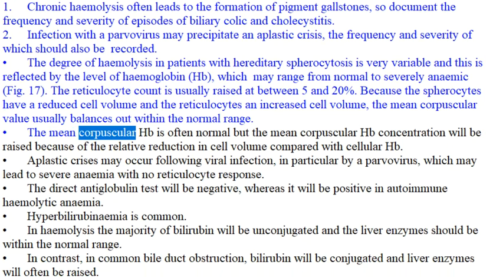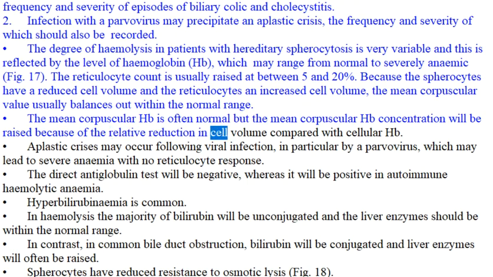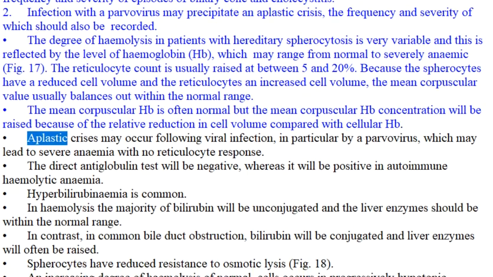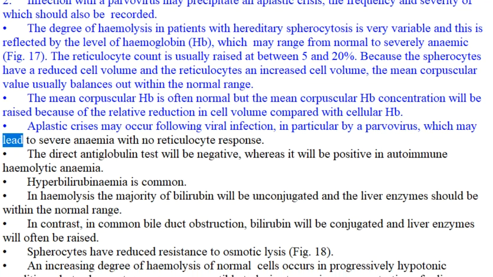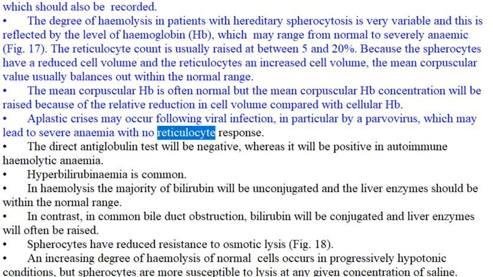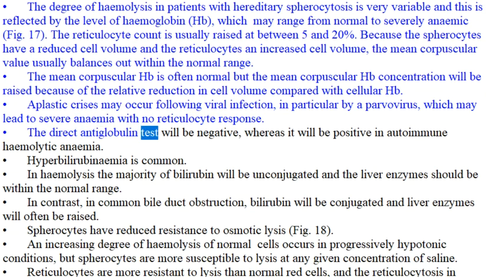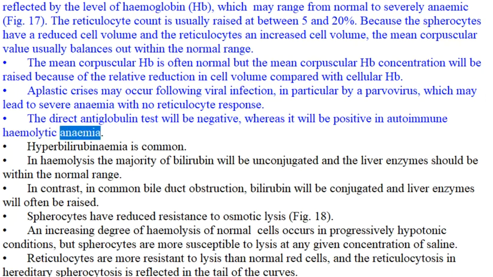The mean corpuscular Hb is often normal, but the mean corpuscular Hb concentration will be raised because of the relative reduction in cell volume compared with cellular Hb. Aplastic crises may occur following viral infection, in particular by a parvovirus, which may lead to severe anemia with no reticulocyte response. The direct antiglobulin test will be negative, whereas it will be positive in autoimmune hemolytic anemia.